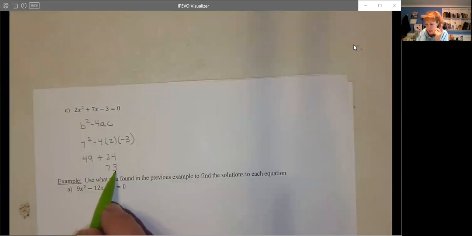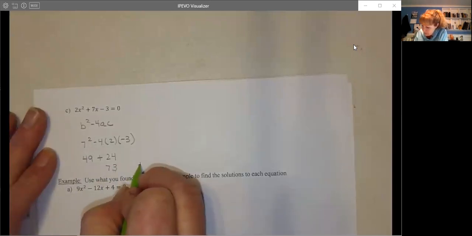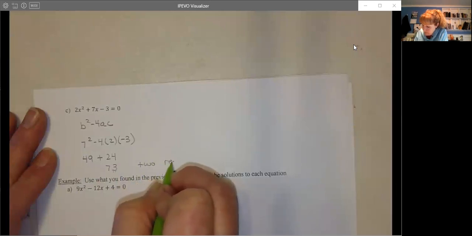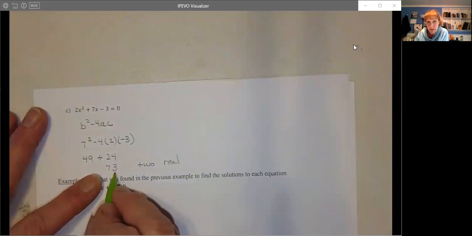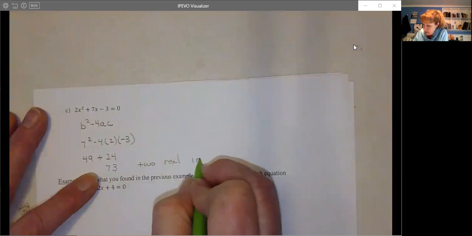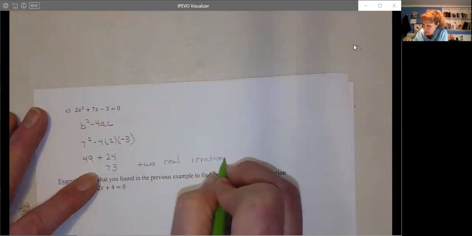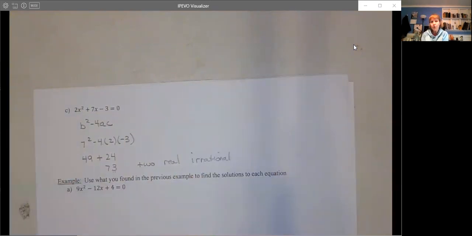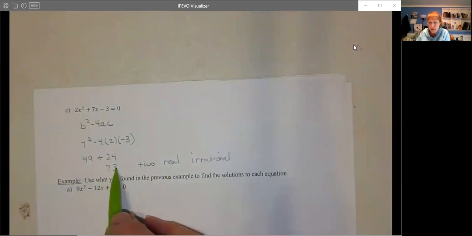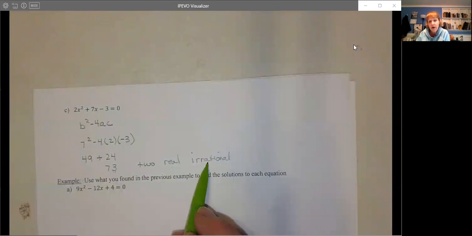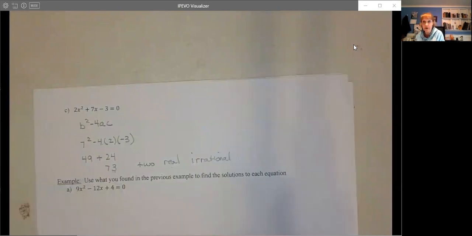So we have this positive, so we have 2 real solutions, because it is positive, and they're going to be irrational, because you can't simplify the square root totally. So they're 2 real and irrational. Okay, it's positive, which makes them real. This cannot be simplified in the radical, so it makes them irrational. Now let's take those 3 and let's go ahead and finish them.